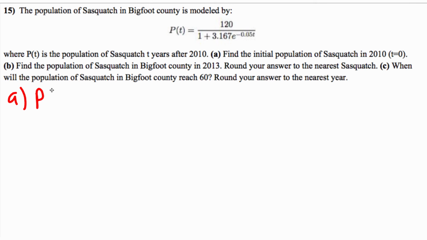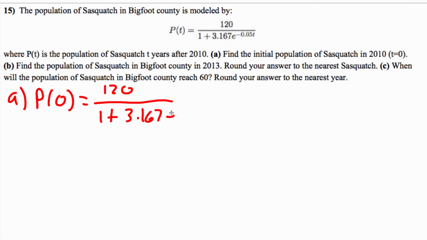So we're going to evaluate p of 0. So we get 120 divided by 1 plus 3.167 times e to the power of negative 0.05 times plug in 0 for that t. Now, we should be able to just type this into our calculator. We're going to round this to the nearest whole Sasquatch. So once we do that, we should get about 29 Sasquatch.